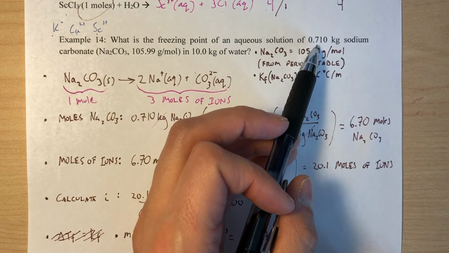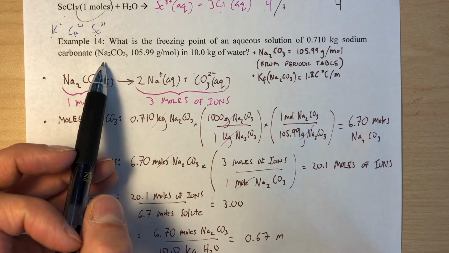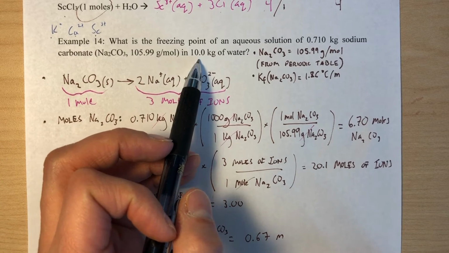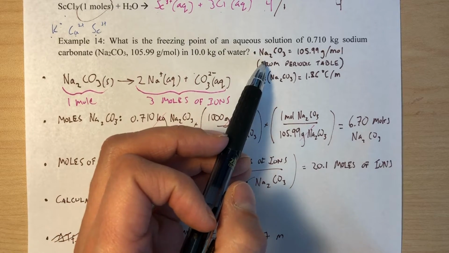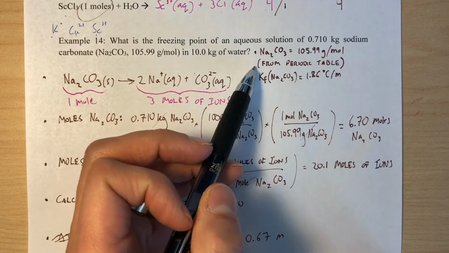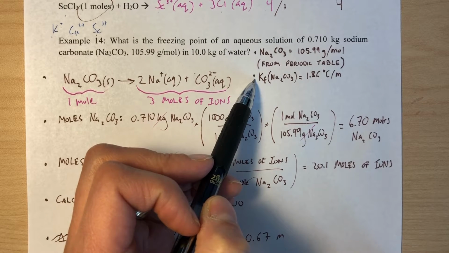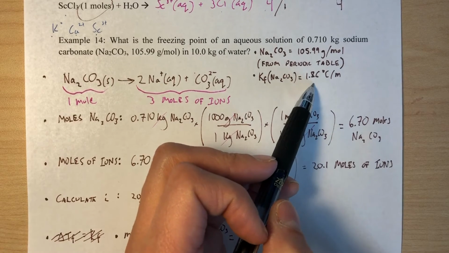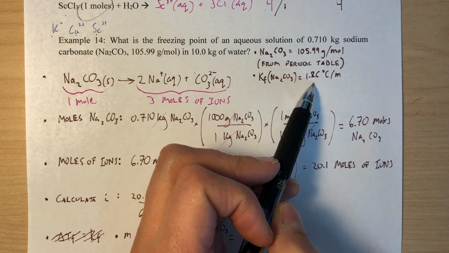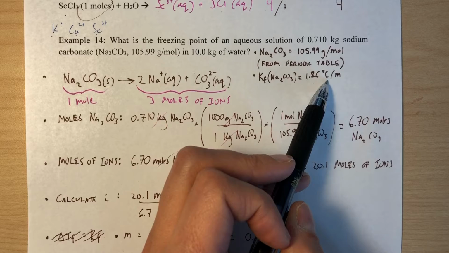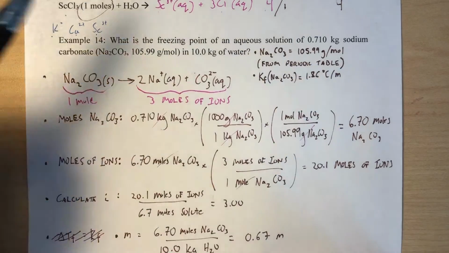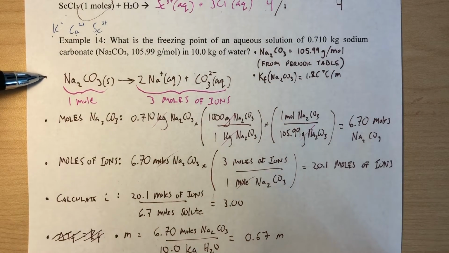So if we had 0.710 kilograms of sodium carbonate, an electrolyte, dissolved in 10 kilograms of water, what would be the new freezing point? Well, for sodium carbonate, we would need its molecular weight, which is provided in the problem, but you could also get it from the periodic table. The freezing point constant is provided. You could get that from a table: 1.86 degrees Celsius per molal. So let's write our chemical equation, and we'll figure out what the Van't Hoff factor is.